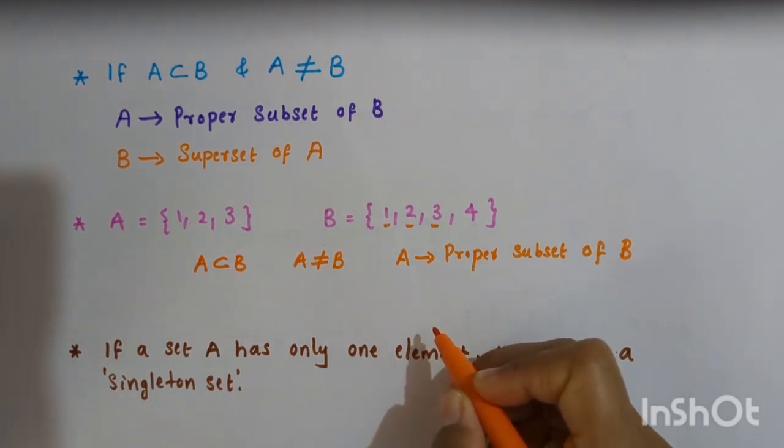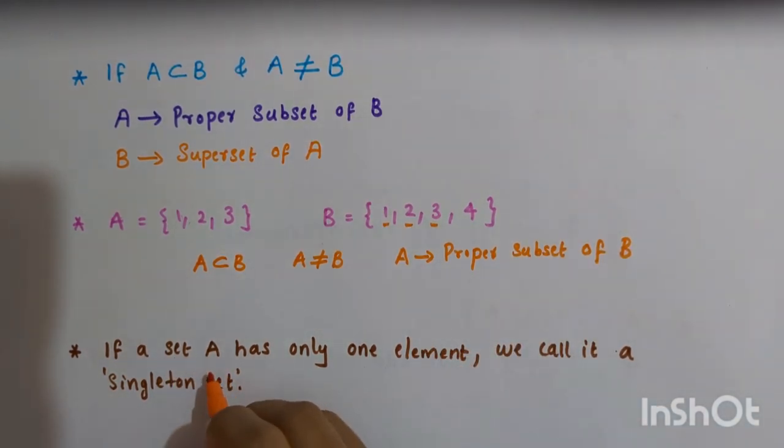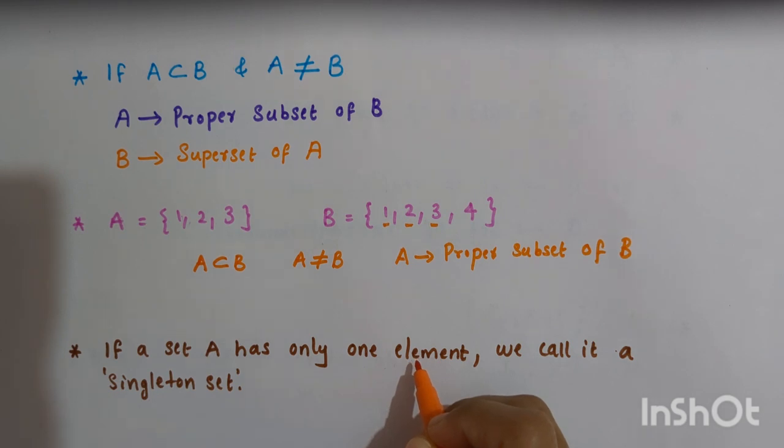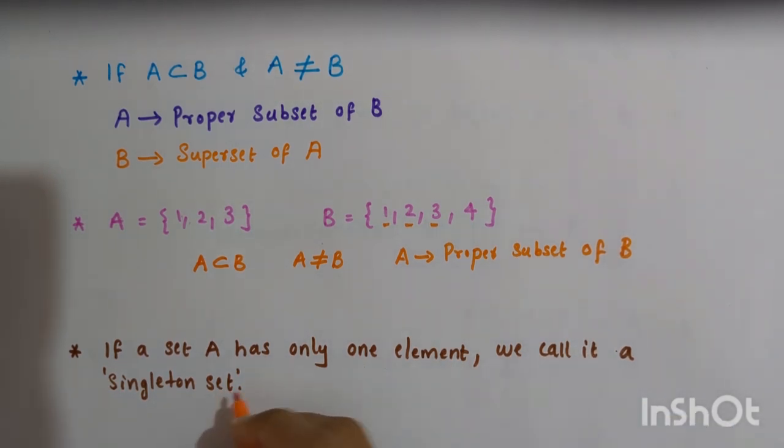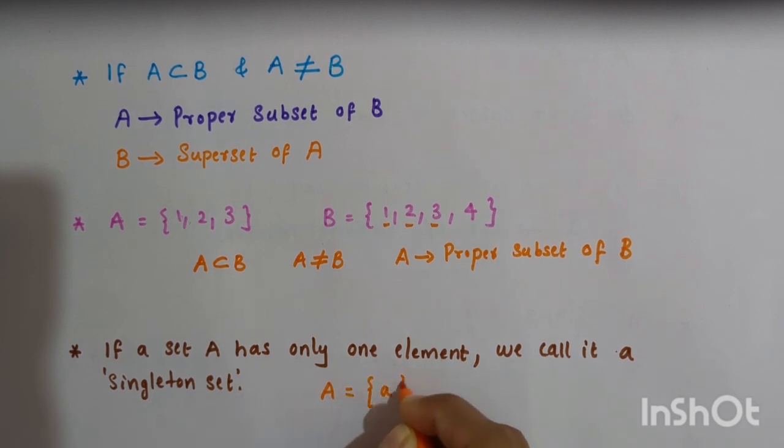Now you see, if you consider a set A, if it has only one element in it, then we call it a singleton set. That is, if you consider a set A which has only one element, small letter a, in it, then the set A is a singleton set.